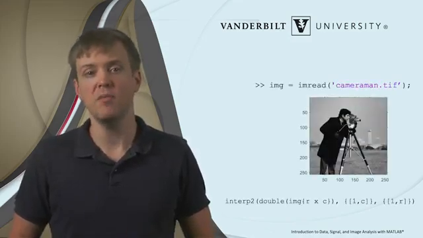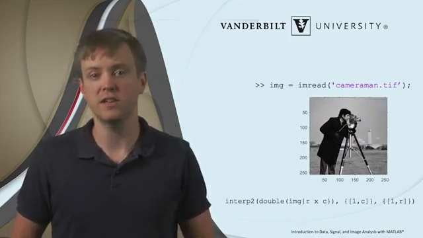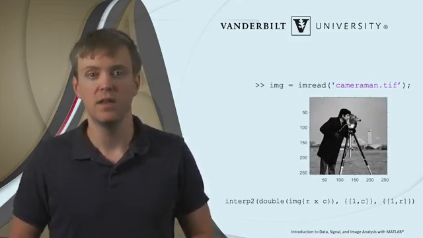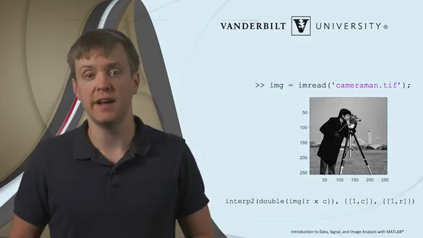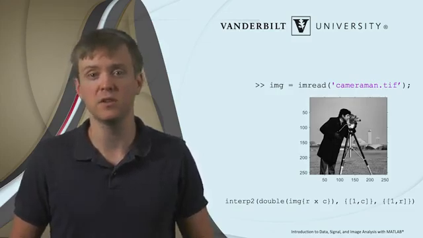Or perhaps we have an image display device that has pixels in 1,000 rows by 1,500 columns. But the image we have is not the same resolution as our display. Our cameraman image, for example, is only 256 by 256. If we want this image to be resized to fill out the entire array of 1,000 by 1,500 pixels, what do we do?